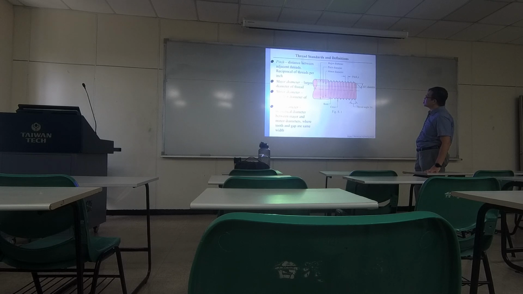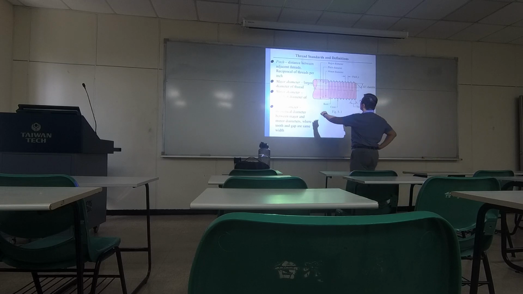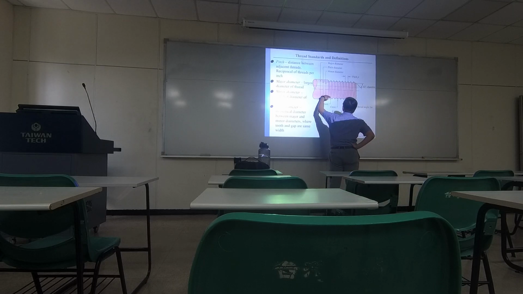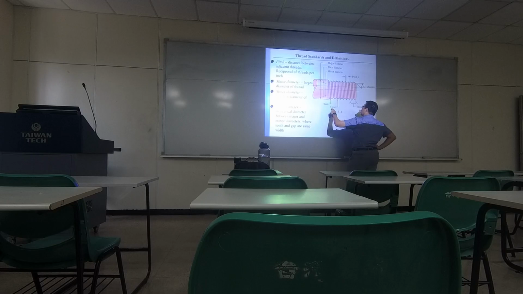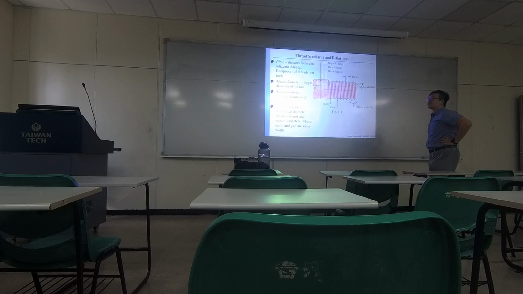And there are two diameters. One is at the root. The diameter at the root is called the minor diameter, and there's another one at the tip. The English is called the crest, okay? Like the top of the mountain. So that diameter is the major diameter, and in the middle there is a pitch diameter, just like how we study the gear tooth.